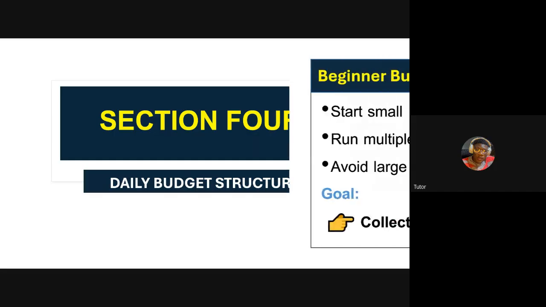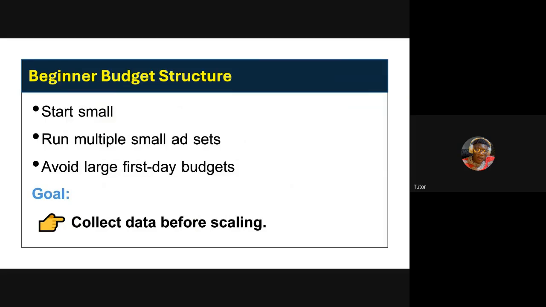Now, session 4, daily budget structure. Beginner budget structure: start small as a beginner. Don't start spending 1 million naira immediately you enter. Start from spending a small amount of money on your ad. Run multiple small ad sets before you start using a high amount of money. Avoid a large first budget.